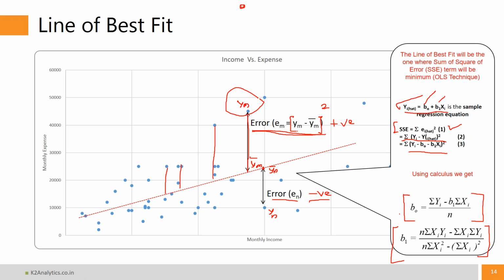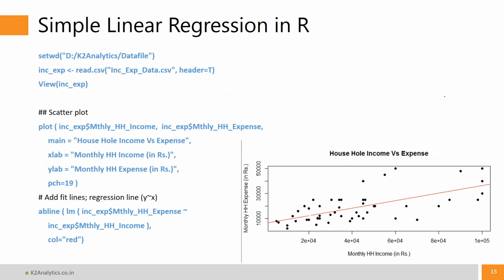So this is how the line of best fit is arrived at. The major point to understand is that there is an error which we are trying to minimize, and the line which has the minimum error is called the line of best fit. Okay, so now let's go to R and start doing the linear equation.